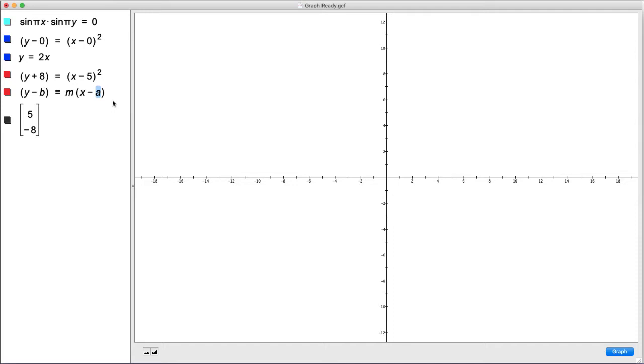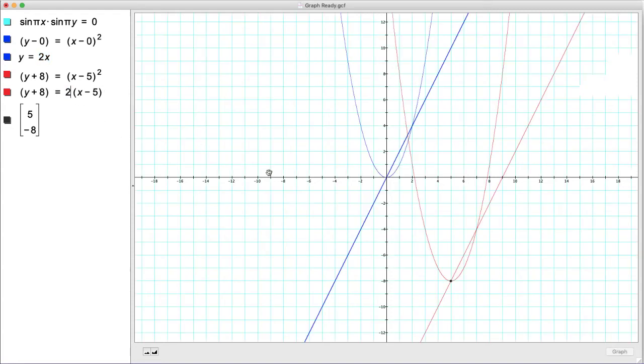Well, we want the line to pass through the point here, 5, -8. So a is equal to 5 and b is equal to -8. But of course, -8 is going to be +8. And so we have the same structure of the y plus 8 in brackets and the x minus 5 in brackets. I want to have the same gradient, so I'll replace m with 2. And so when we do that, we see that our lines are parallel.